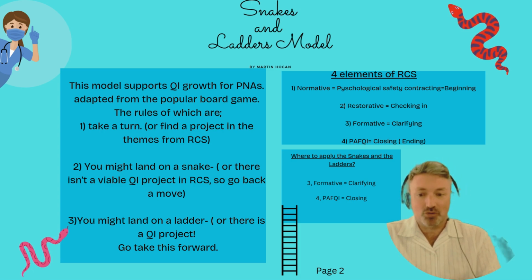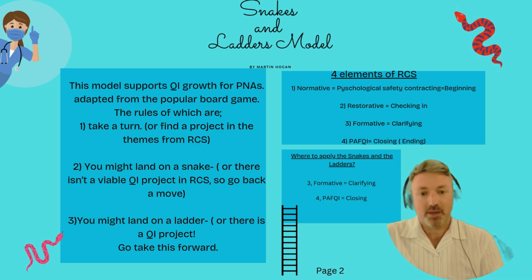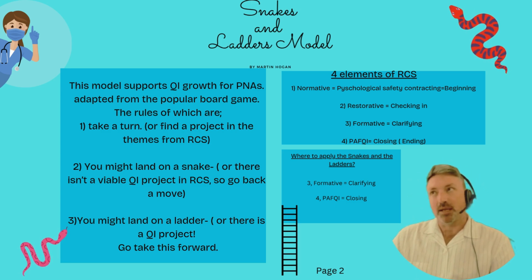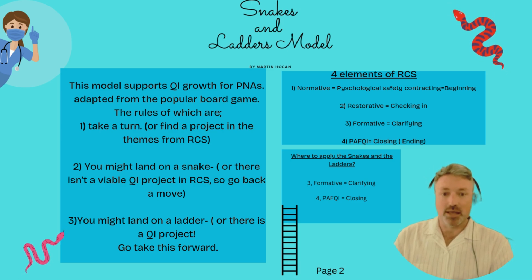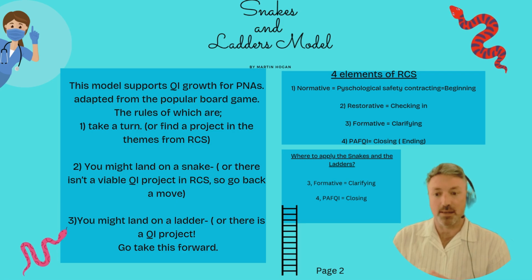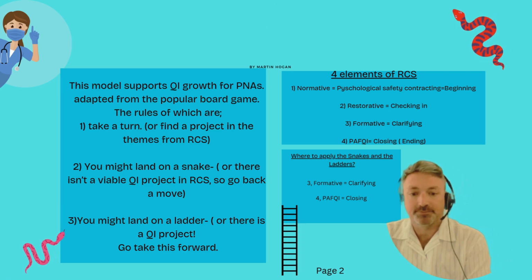So in the snakes and ladders model, where to apply it is the third and fourth points. I don't think about any quality improvement in point one. I might start to think about QI in point two, but it's in three and four where I really start to embed that. And we'll look at how you do that in a minute.